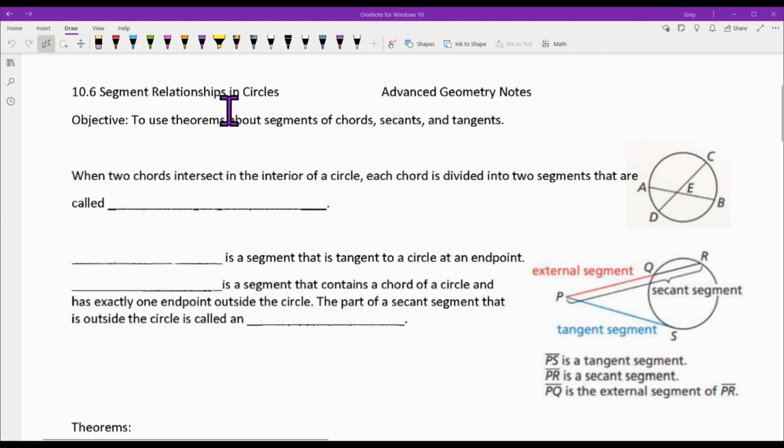So we're going to use theorems about segments of chords, secants, and tangents. Hopefully you won't think this is too difficult. So hopefully you've looked at the notes and don't have any trouble with this vocab.